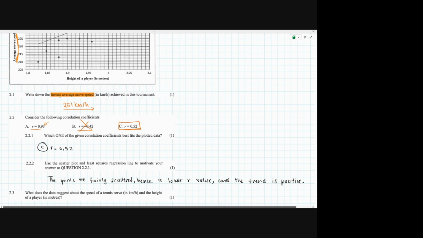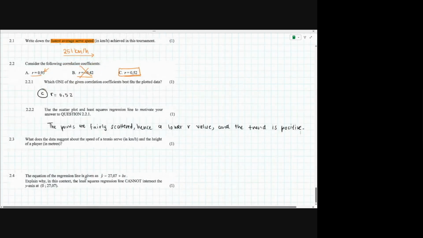Okay. Now it's only 1 mark, which means you don't need to give a whole essay, but you do need to reason it, and it's exactly what we've just said. Okay. Last one. I'm going to do the last two, but it's 1 mark each. What does the data suggest about the speed of a tennis serve and the height of a tennis player?